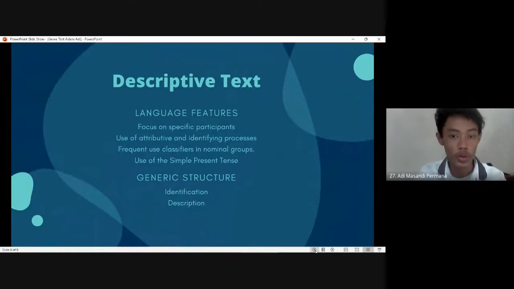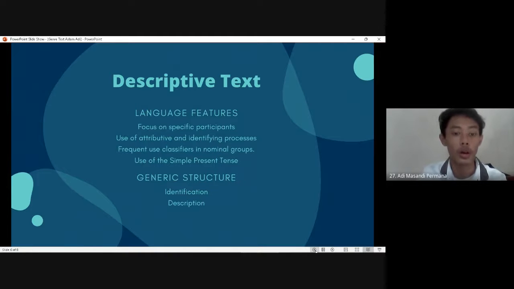So, the language features of descriptive text. First of all, it's focused on specific participant, such as I, me, mine, you, and us. And then the next one is use of attributive and identifying process to actually tell the readers or the listeners what we are talking about. For example, if we're talking about a thing, such as an apple, then we will use attributive and identifying process to tell the person that it's an apple.